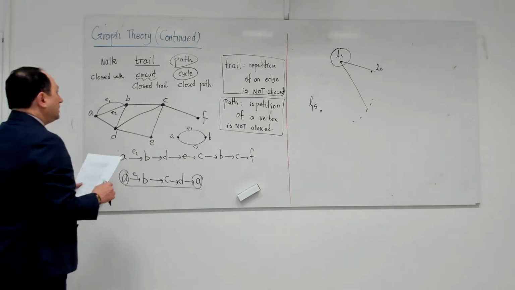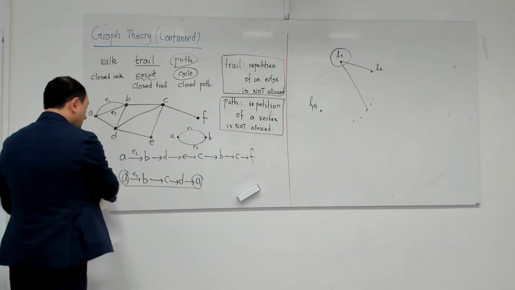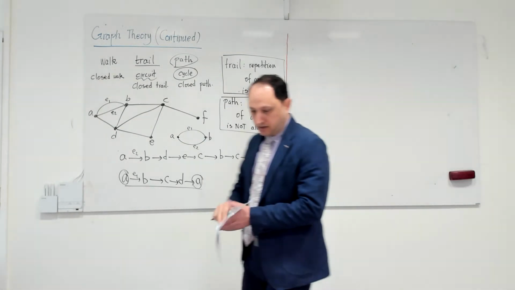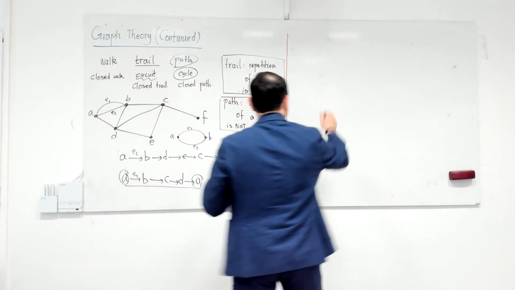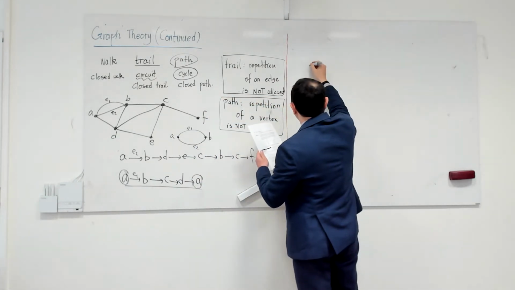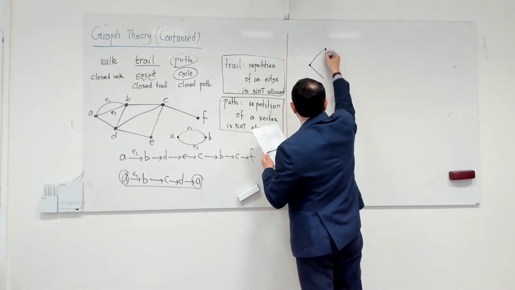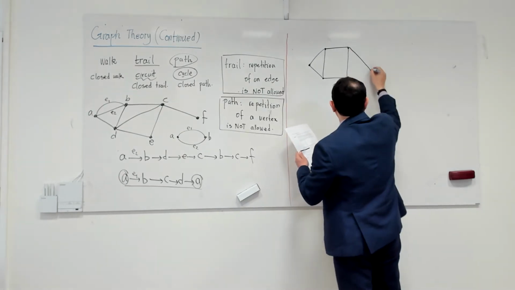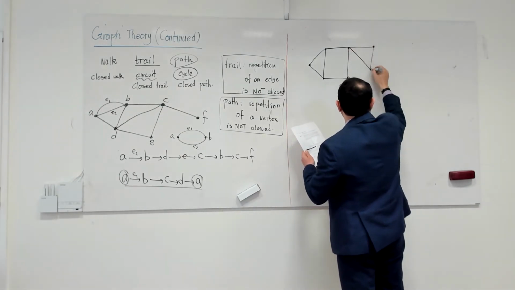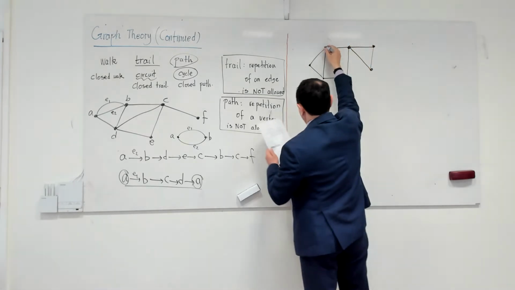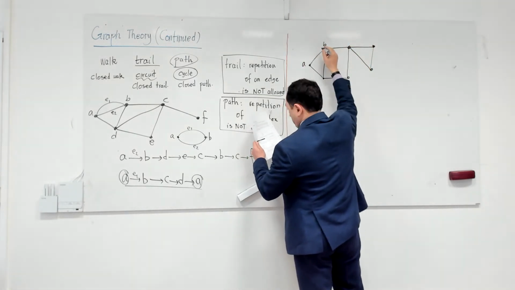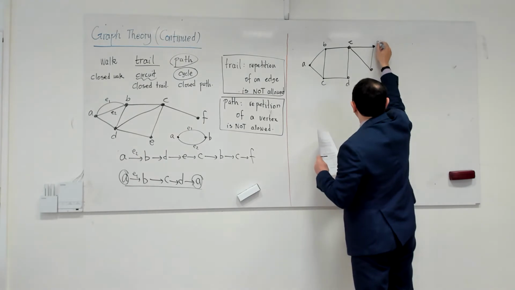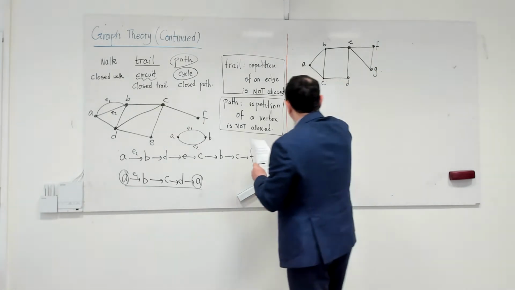Okay, so let me just do one example here. Let me draw this graph, and I want to ask you to help me to solve this problem. So we have a graph here, so let me make it a simple graph. Yes, and then I have this situation. A, B, C, D, E, F, and G. Okay, I ask you, you answer me.